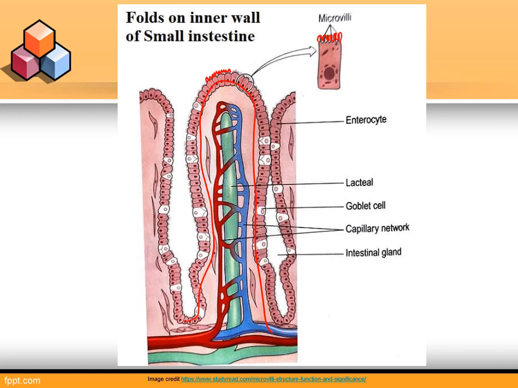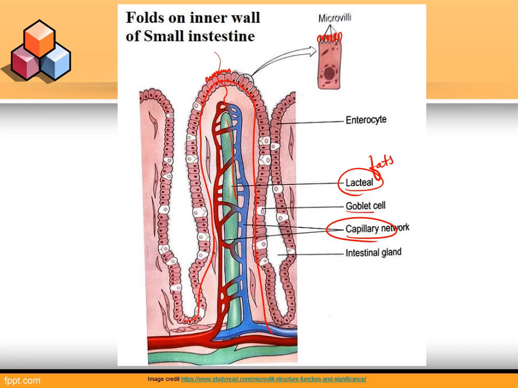Once we get that food absorbed through the microvilli and the villi, some of our nutrients are going to go through the capillary network, part of the blood system. Fats are going to go into the lacteal because we don't want those fats clogging up those capillaries.